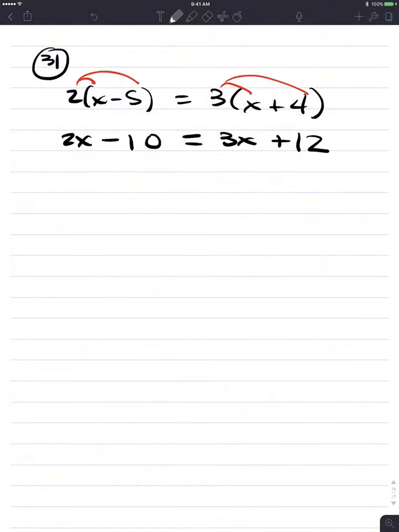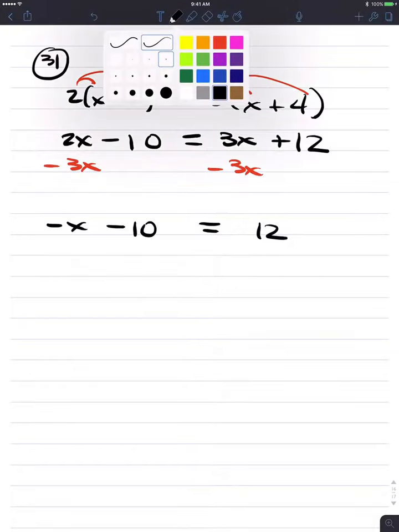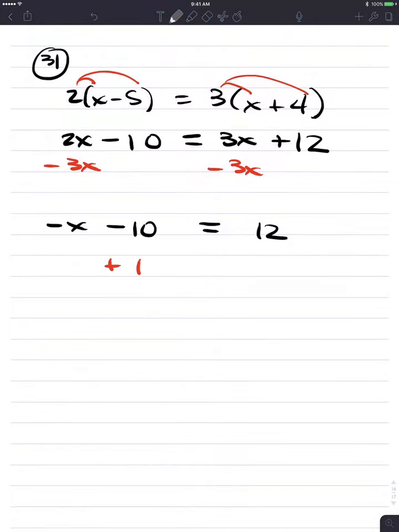We need our x's on the same side. I'm going to subtract 3x from both sides. We end up with negative x minus 10 is positive 12. We're going to add 10 to both sides. We get negative x is positive 22.